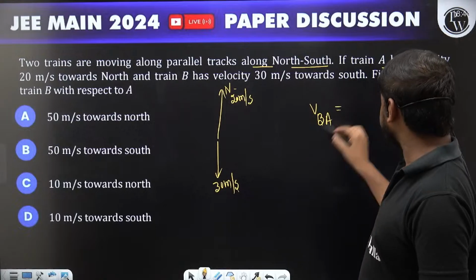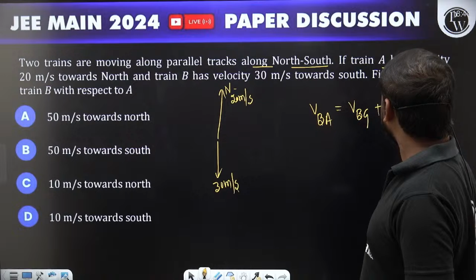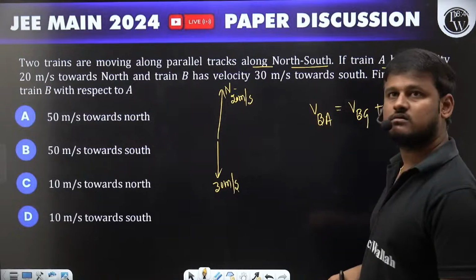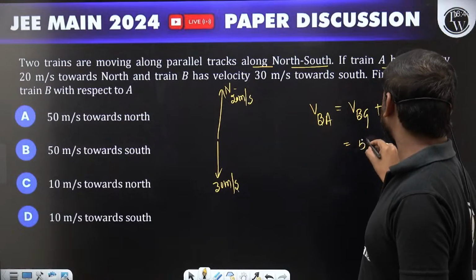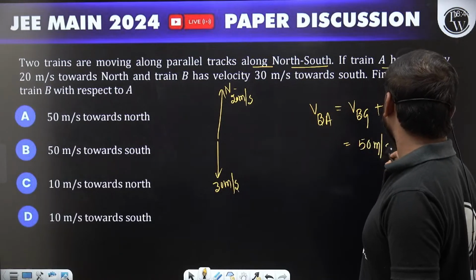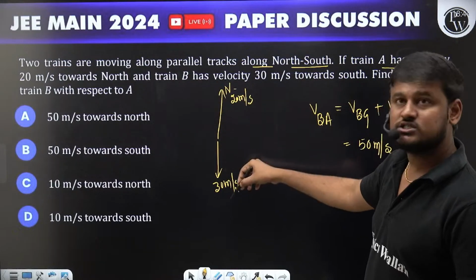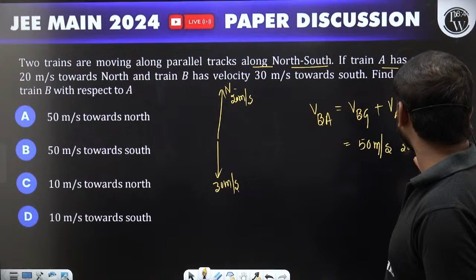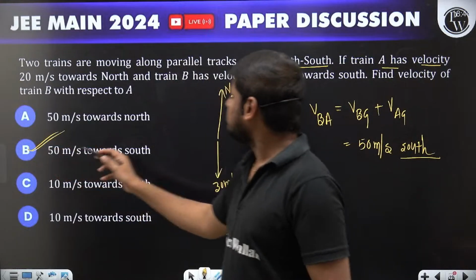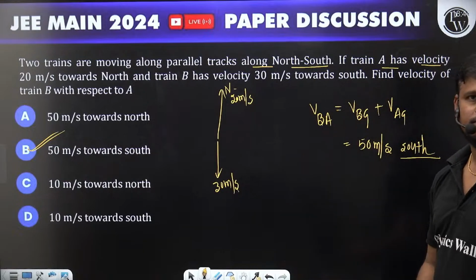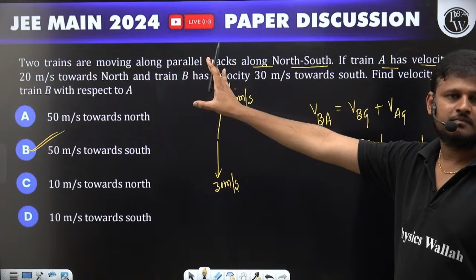VBA is the velocity of B with respect to ground and A with respect to ground. Obviously 20 plus 30, it's going to be 50 meter per second. With respect to A, train B is moving south, so 50 meter per second south. Basic question from relative velocity. You need not think much about this question. Direct question, no need to put pen on paper.